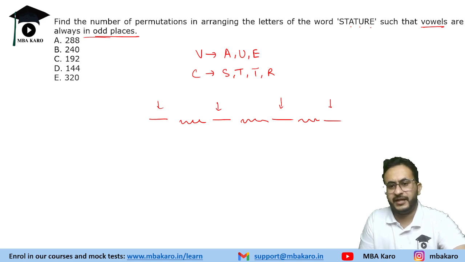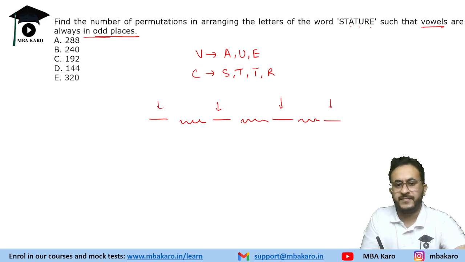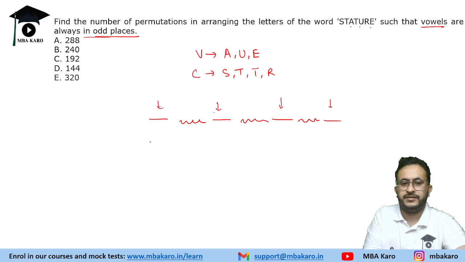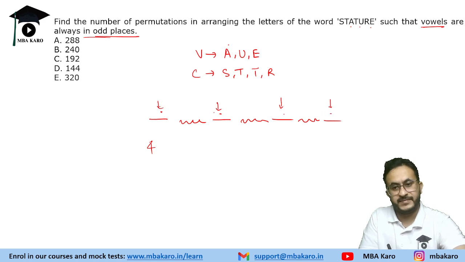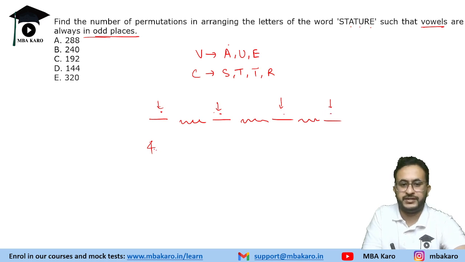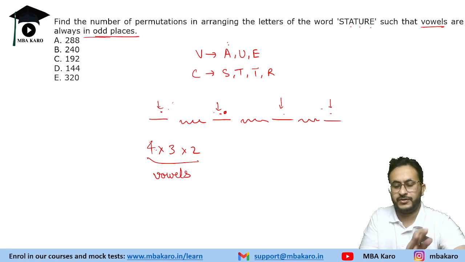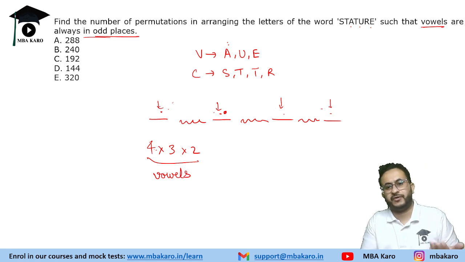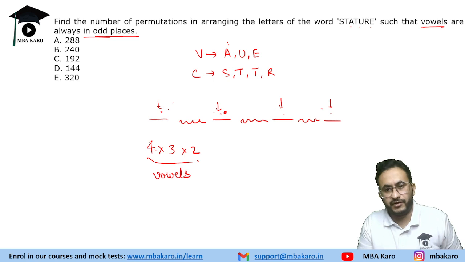So in how many ways can the first vowel be arranged? The first vowel can be arranged in 4 spaces. Let us say we have to put A. We can put A in any of these places, isn't it? So 4 ways of arranging the first vowel. The second vowel can be chosen: suppose the first vowel is kept here, now we have 3 choices. Then the third vowel. So four choices for the first vowel, 3 choices for the second vowel, 2 choices for the third vowel.